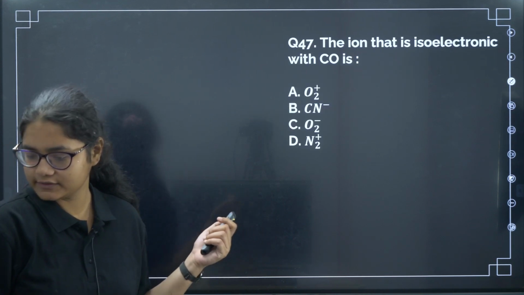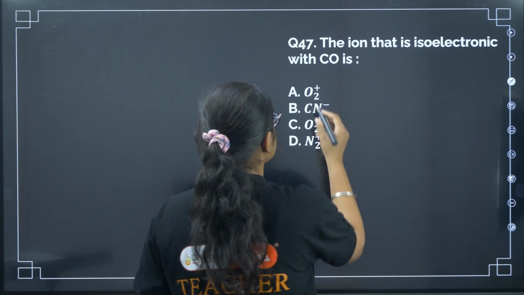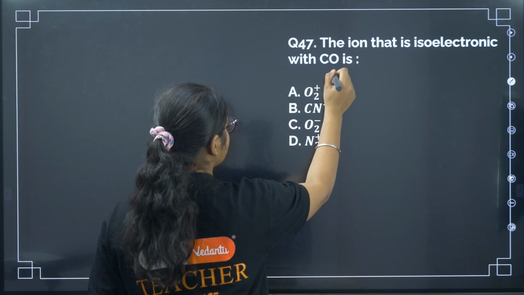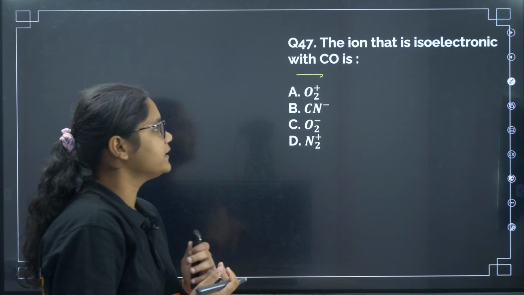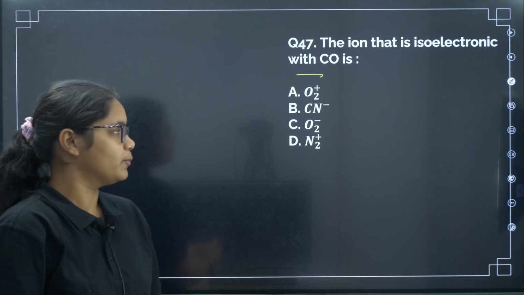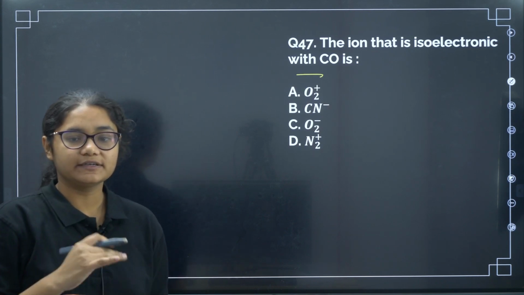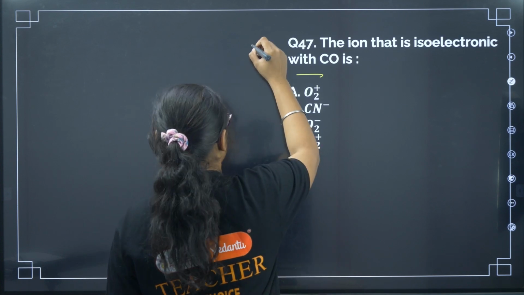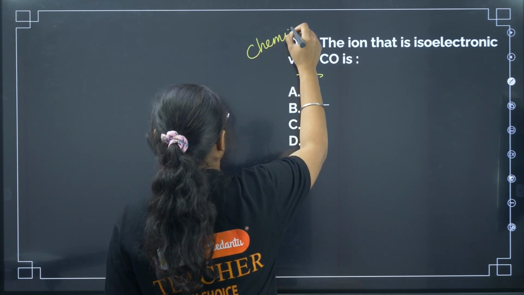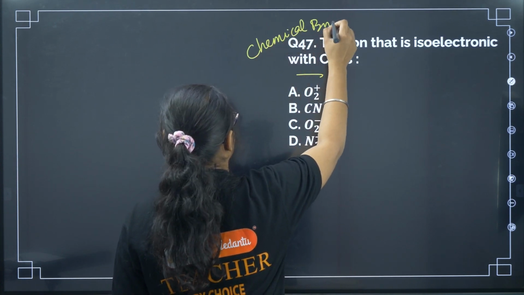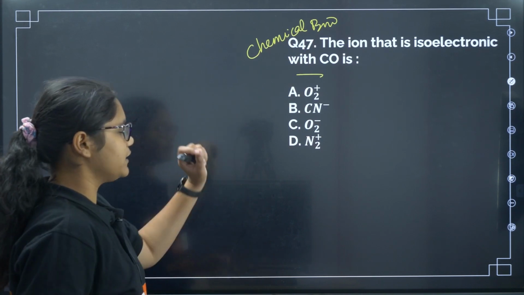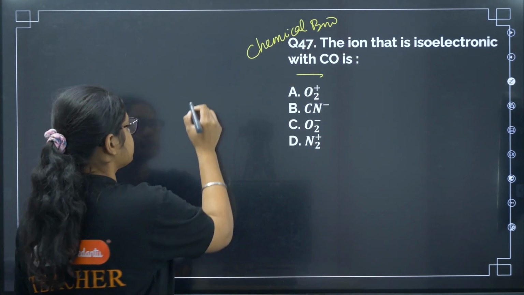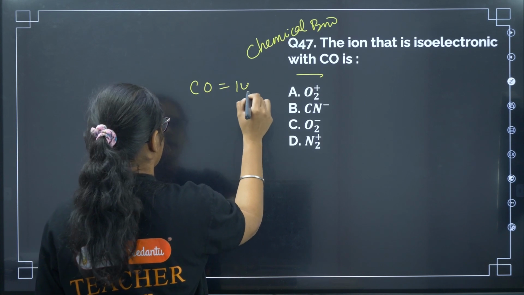So now let us see the next question. The ion that is isoelectronic with CO, okay? Isoelectronic means it should have the same number of electrons. So this question can be from your chemical bonding, okay? We know these structures. Now we can just calculate the number of electrons. Carbon has 6 electrons, oxygen has 8 electrons. So in CO there are 14 electrons, right?